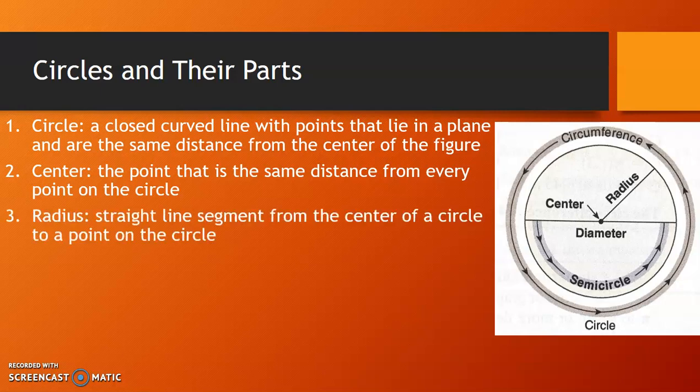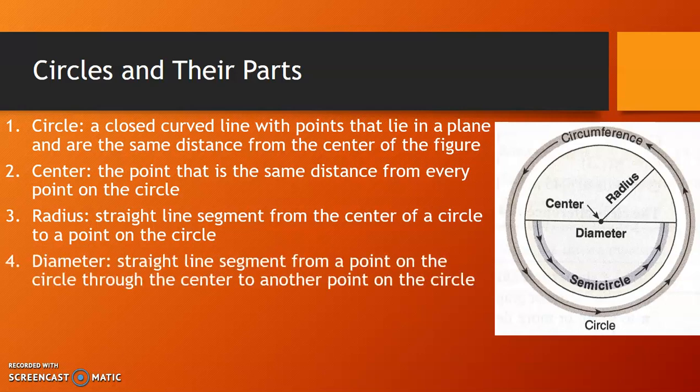Now, a radius would start from the center of the circle and then go to the edge of the circle, and it's just a straight line segment. We also have the diameter, which is going to go from one side of the circle to the other side of the circle, but it has to pass through the middle. And just something to note is that the radius is always half the length of the diameter. So if you know how long the diameter is, you can divide that by 2 to find a radius, or you can go the other way. If you know what a radius is, you can multiply that by 2 to find the diameter.